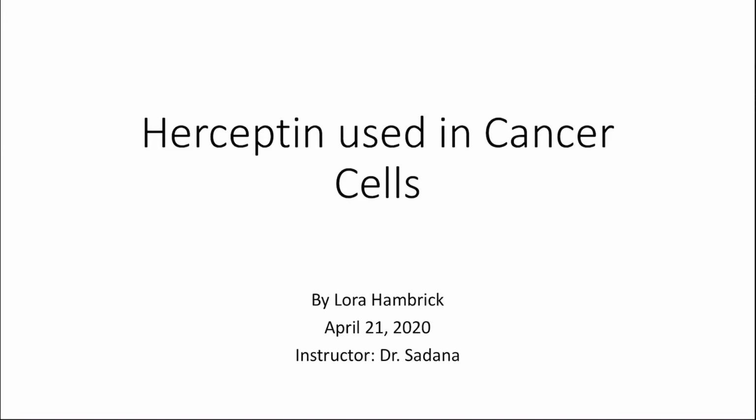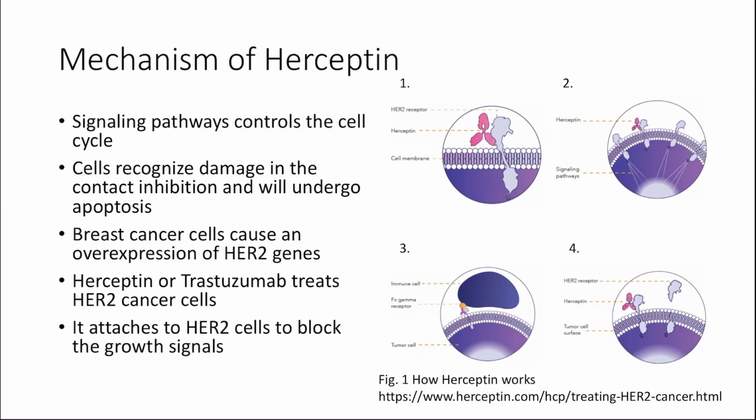Herceptin used in cancer cells. Mechanism of Herceptin. So signaling pathways control the cell cycle, and the cells recognize damage in the contact inhibition and will undergo apoptosis. And Herceptin is mostly found in breast cancer cells that I could find.